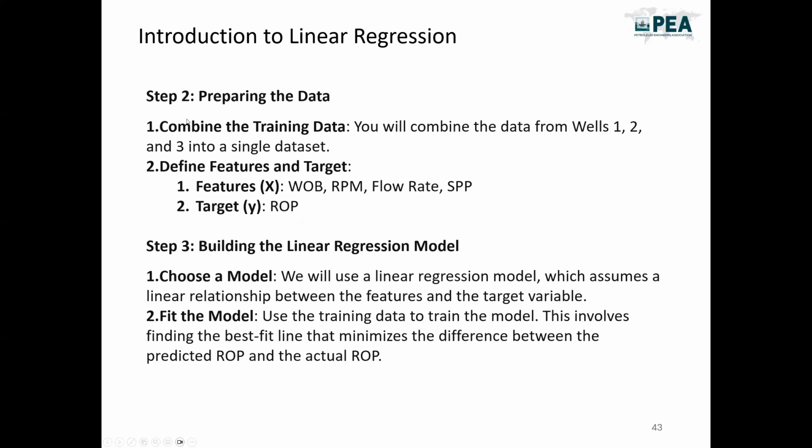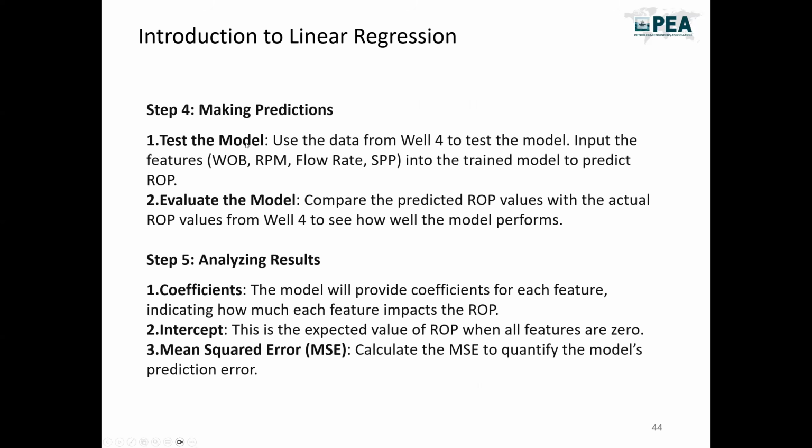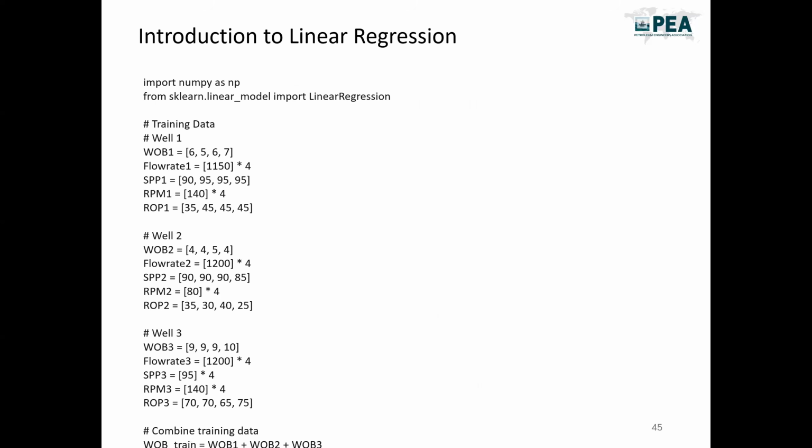We're going to combine these data sets together and define the features X and the target Y, which is ROP. Then we're going to build a linear regression model, apply the model and test it, and then analyze the results. For doing that, I even wrote the code for this simple example, so that when we run it, it's much easier for you to understand. So let me bring the platform up again here.